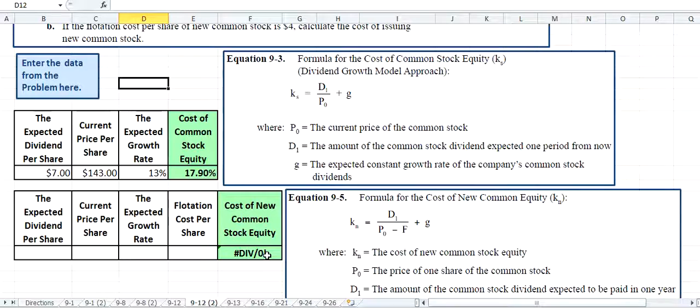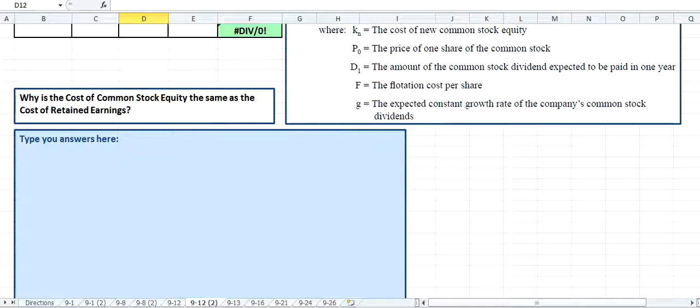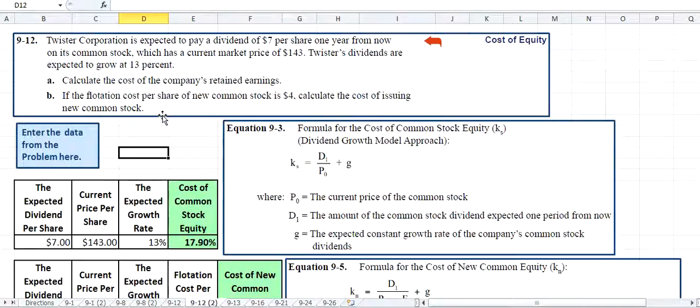Now I want to go over the questions a little bit that I've got for you to answer here. The first one is a little confusing, so I'm going to help you out with that one. Why is the cost of common stock equity the same as the cost of retained earnings? Because you see, the book uses these two terms interchangeably. Like they ask you right here, calculate the cost of the company's retained earnings, and you're using this formula for common stock equity, because retained earnings and common stock equity are the same.